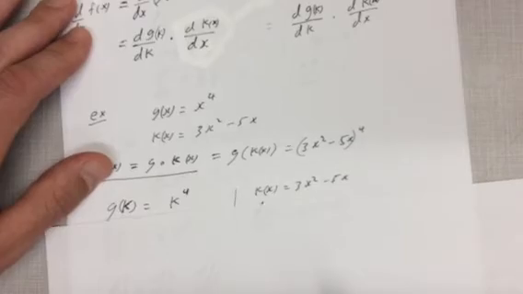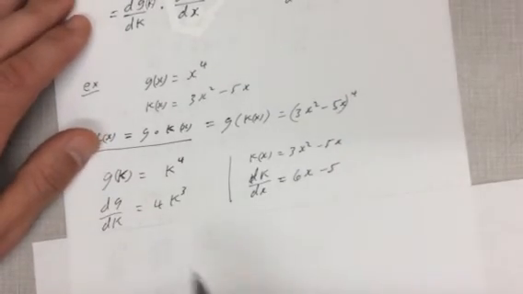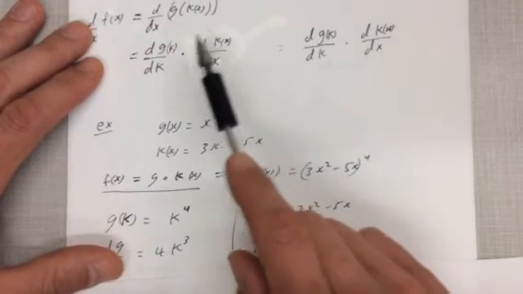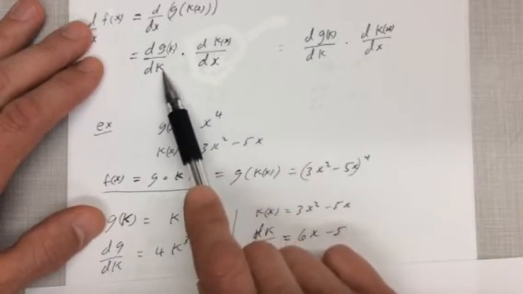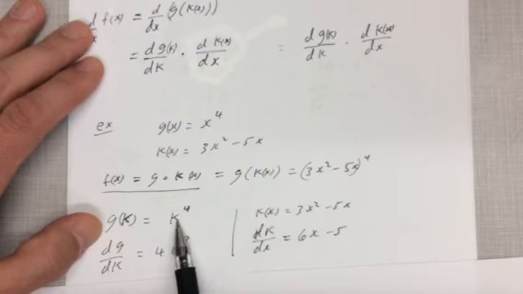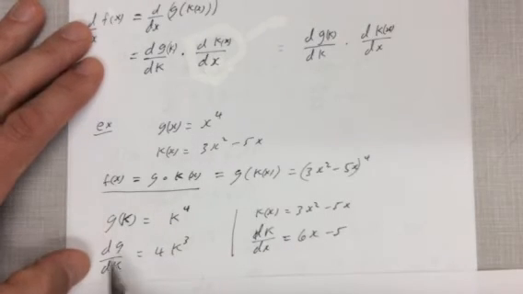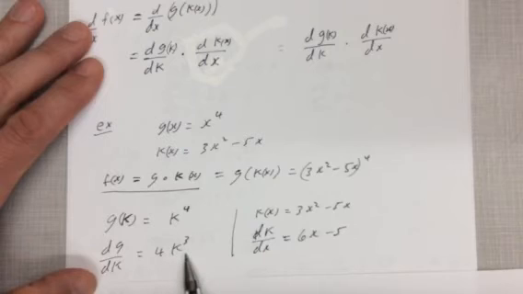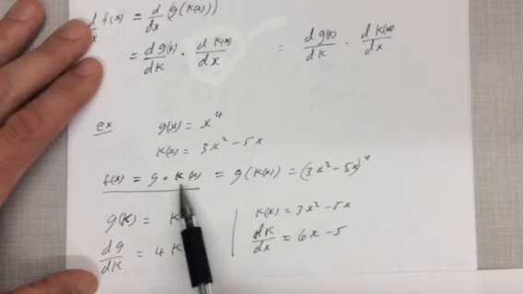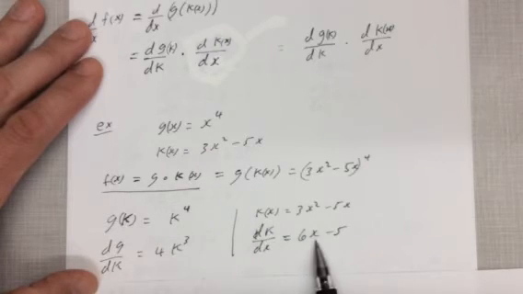But if we lay it out here, so g of k, following this rule here, we want dg of k with respect to k. So g of k is the variable, which is going to be k to the 4, not x to the 4. dg by dk is 4k cubed. And then k of x is the inside function, and dk by dx is 6x minus 5.